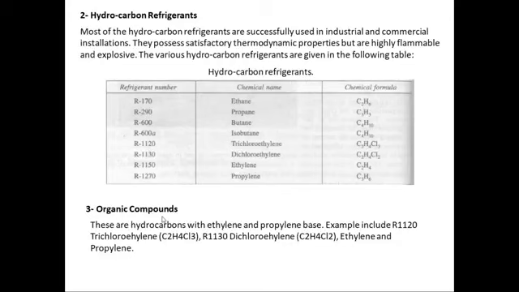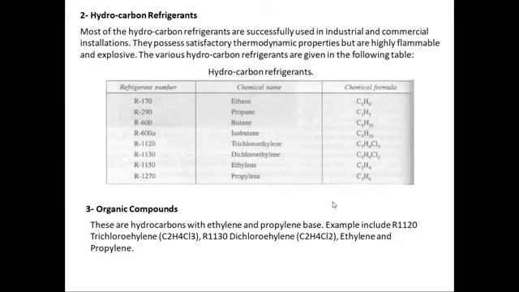The third is the organic compounds. HCs are also organic compounds, but these are the other ones. They are hydrocarbons with ethylene and propylene base. Examples include R1120, trichloroethylene, C2HCl3, or R1130, which is dichloroethylene. So these are longer ones than what we have included here.